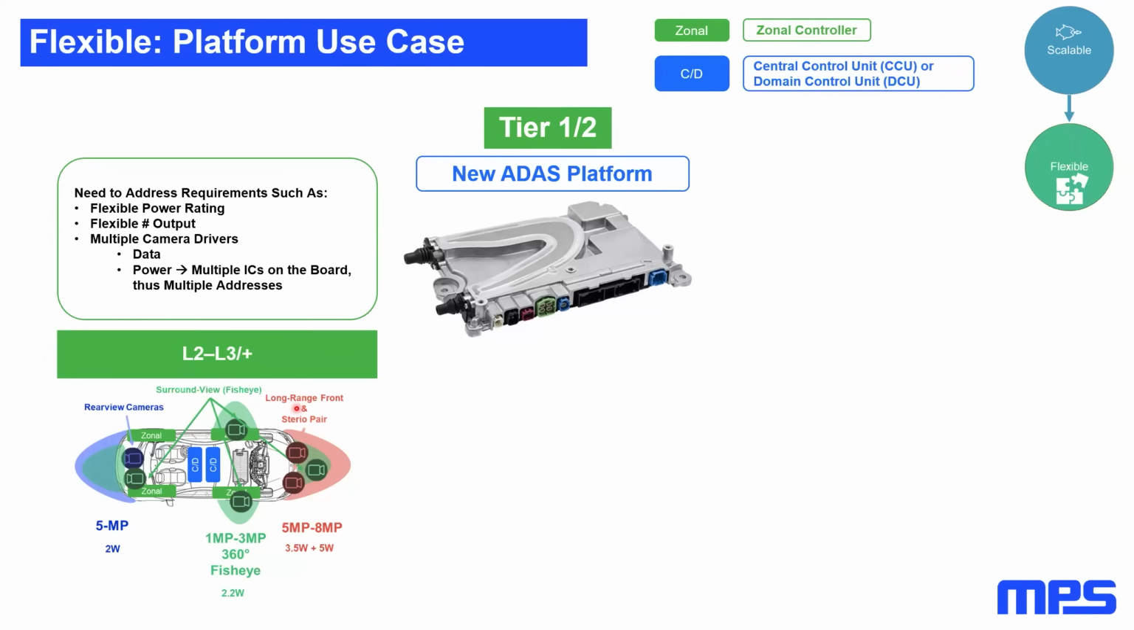Second, the flexible output. For example, an entry-level vehicle needs only 2 cameras for the surrounding view, and then the mid-level vehicle has a full 360 degree fisheye view, which is definitely going to need 4 cameras and sometimes more. So the hardware platform needs to be able to address this flexibility.